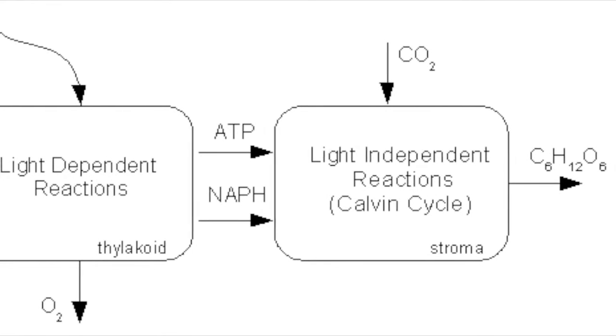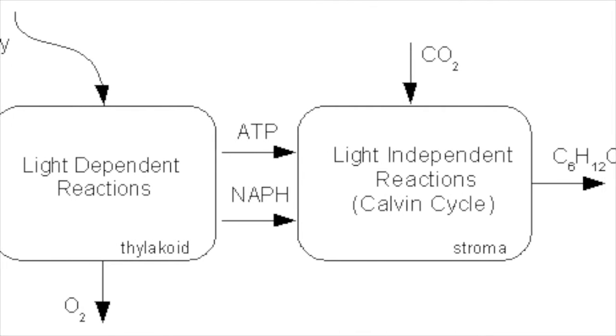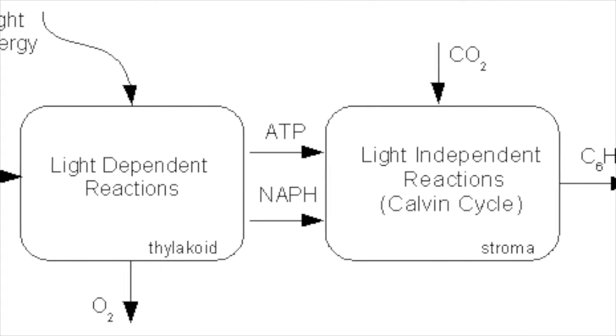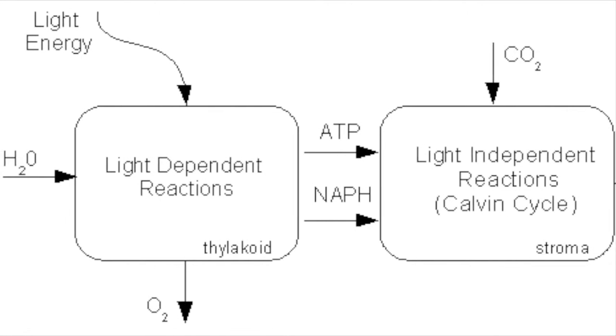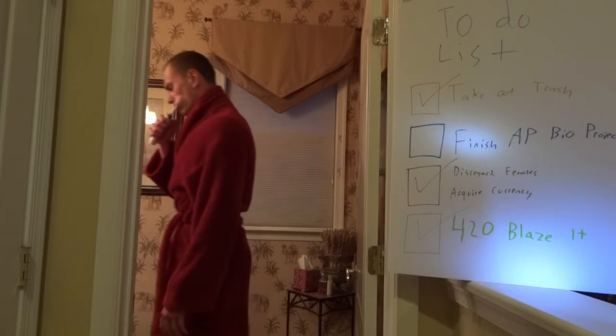In short, photosynthesis uses light energy and H2O to make NADPH and ATP, which are then used to turn inorganic CO2 into organic carbohydrates with energy-rich C-H bonds, ready to be used by the cell.